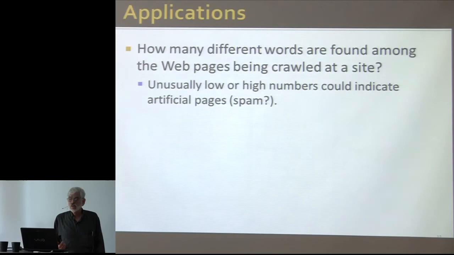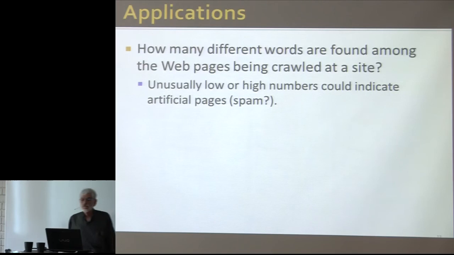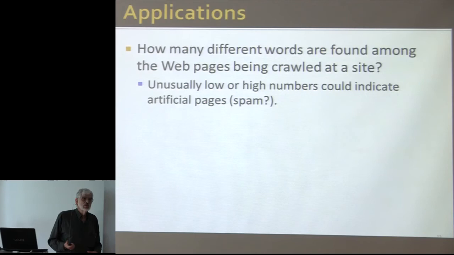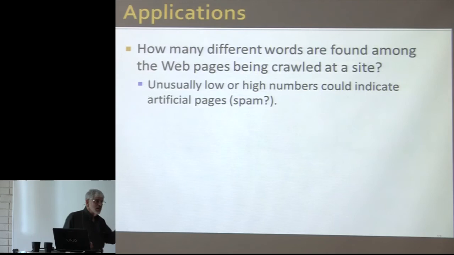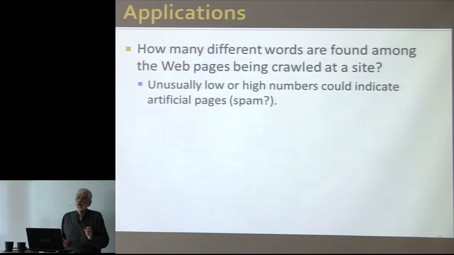If you do that, the number of different words on that site is going to be really small, right? Because every word that appears will appear at least a million times. Another way to do it is to produce random words and fill up your pages with random words. If you do that, you're going to get a lot more different words in that site than you would normally expect. And so as we're crawling a site, we might want to count the number of distinct words just to see, is this a spam site or not?